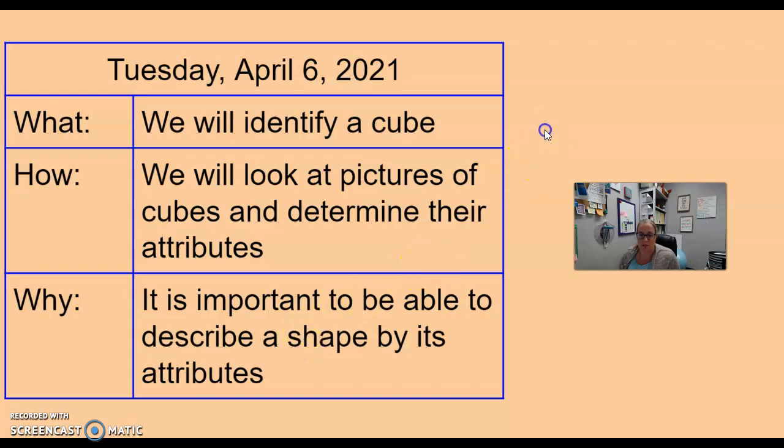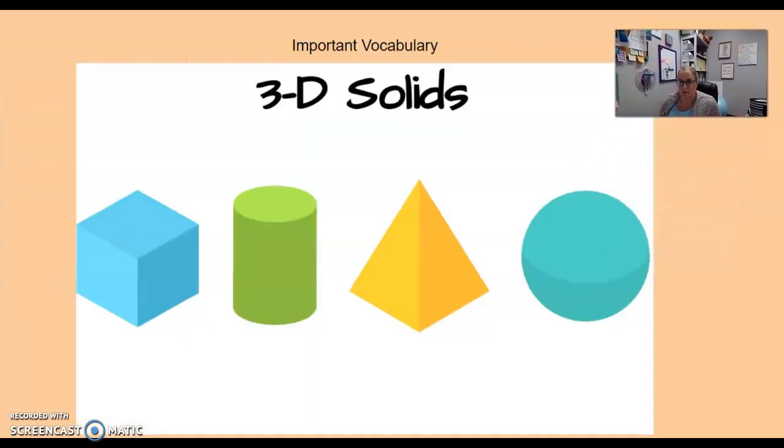So let's get started. Our vocabulary for today, the first one we have is 3D solids. We talked about this yesterday. Remember, a 3D solid or a 3D shape is a shape that's made up of other shapes and it has to be able to stand up. So a 2D shape is flat, a 3D shape can stand up.